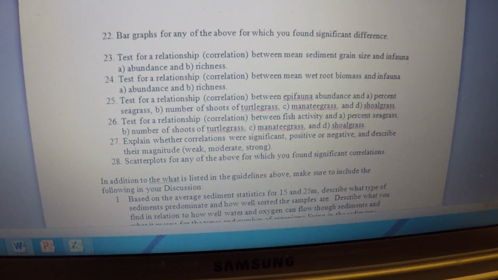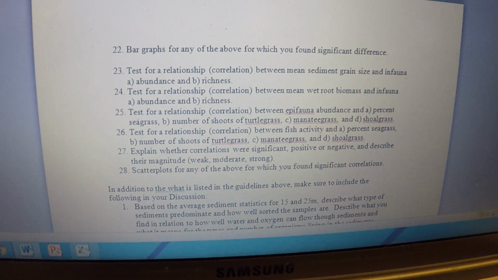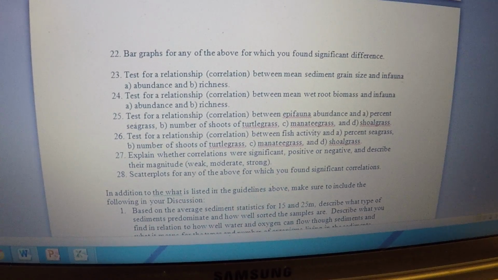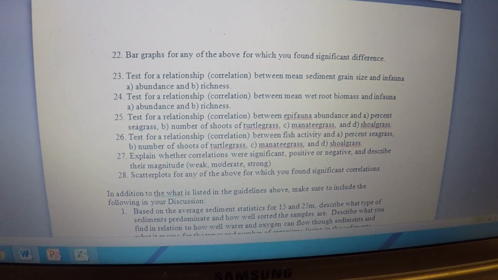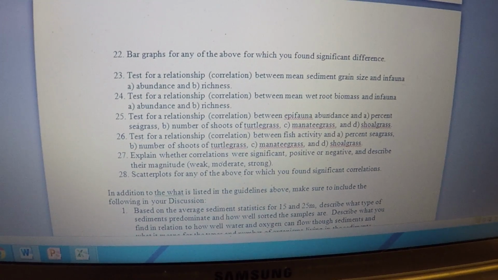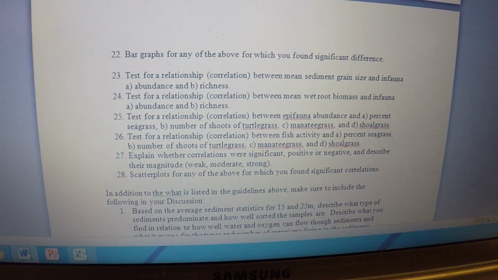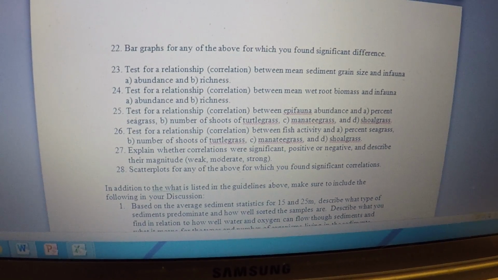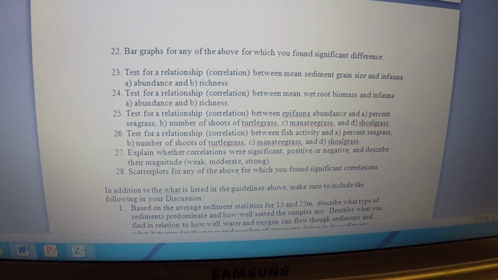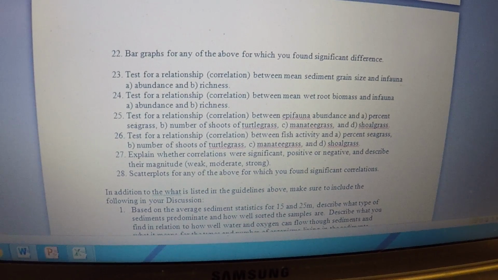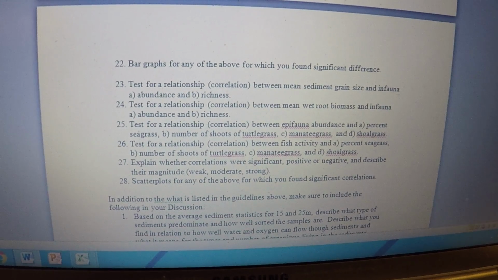And then the next part, we are going to test for a correlation between mean sediment grain size and infauna abundance and richness. And then we're going to test for a relationship between mean wet root biomass and infauna. And then we're going to test for a relationship between epifauna abundance and percent seagrass, and the number of shoots of each species of seagrass.